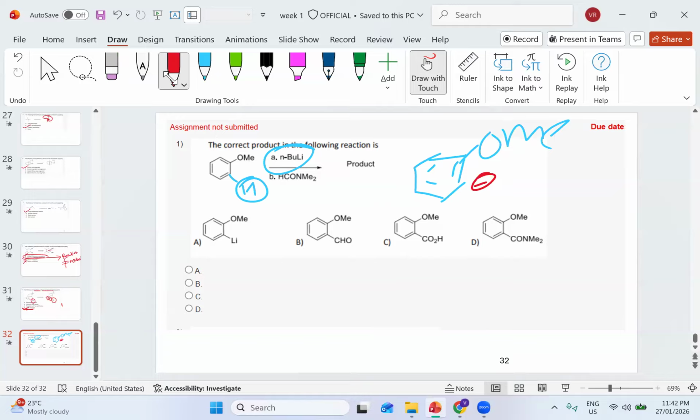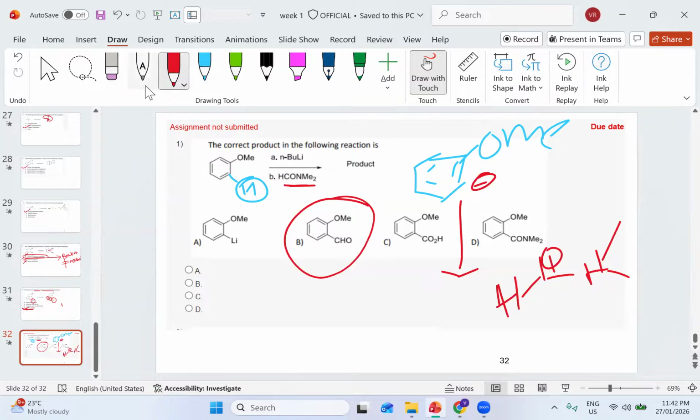This will be the first step, and then there is a formylation step, the B. Once this anion forms, it reacts with the H double bond O and Me2, and it will do the formylation reaction, and we get this product. So the correct product in this reaction will be this one.